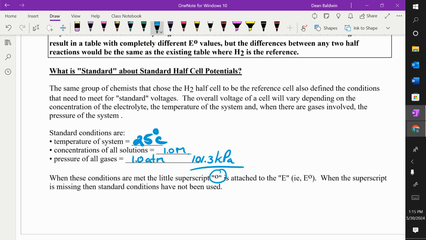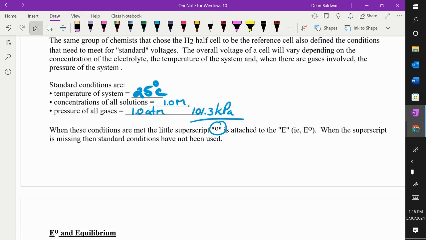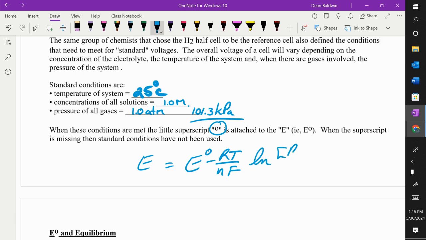I have the Nernst equation. I'll pull up the Nernst. Oh, there it is. So this is not part of Chem 12, but just so you know, if you go on in chemistry, this is the Nernst equation. So notice E, the voltage of the cell, is going to be the standard voltage, which meets all these conditions, and then we change things. R is the gas constant.